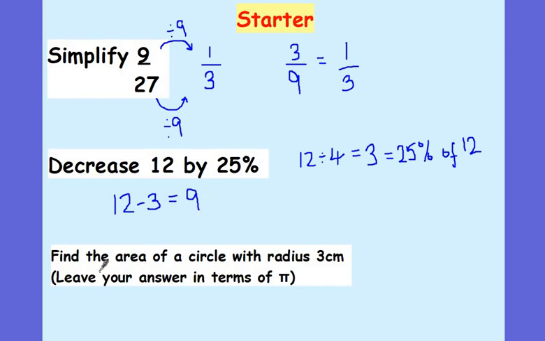And finally, I asked you to find the area of a circle with radius 3 centimetres. Henry, what's the formula for the area of a circle? Great, pi r squared. So we've been told our radius is 3. So my area is going to be pi multiplied by 3 squared. 3 squared is what, James Cork? 9, lovely. So my area is just 9 pi, and I've been told to leave my answer in terms of pi, so that's exactly what I'll do.